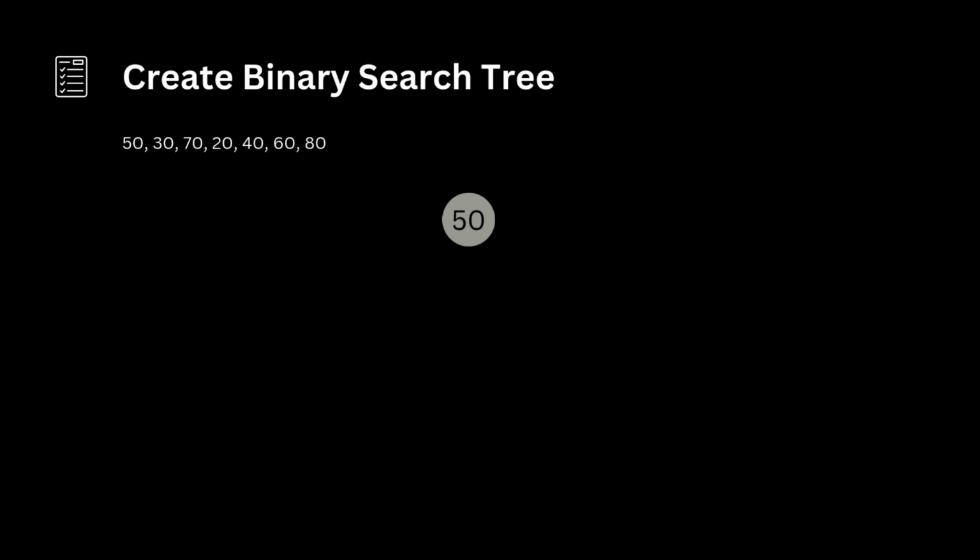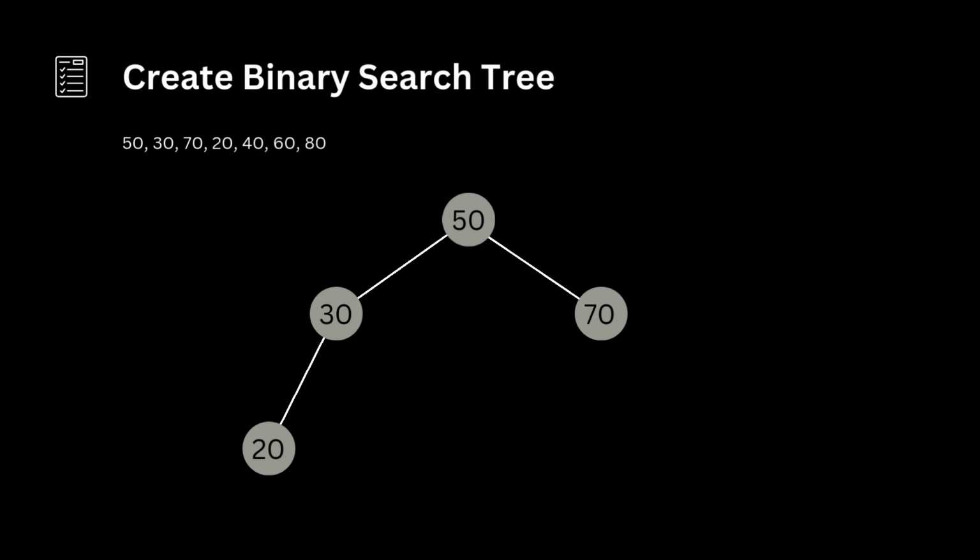Now we will insert 30. Since 30 is less than 50, it becomes the left child of 50. Now insert 70. Since 70 is greater than 50, it becomes the right child of 50. Insert 20. Since 20 is less than 50 and also less than 30, it becomes the left child of 30.